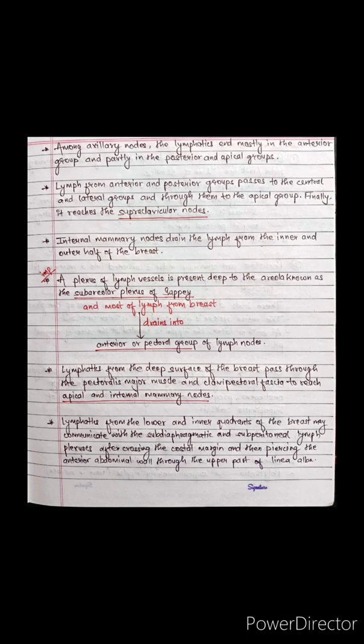Now, lymphatics from the deep surface of the breast pass through the pectoralis major muscle and clavipectoral fascia to reach apical and internal mammary nodes. Next, lymphatics from the lower and inner quadrants of the breast, that is the lower medial quadrant, may communicate with the subdiaphragmatic and subperitoneal lymph plexuses after crossing the costal margin and then piercing the anterior abdominal wall through the upper part of the linea alba.